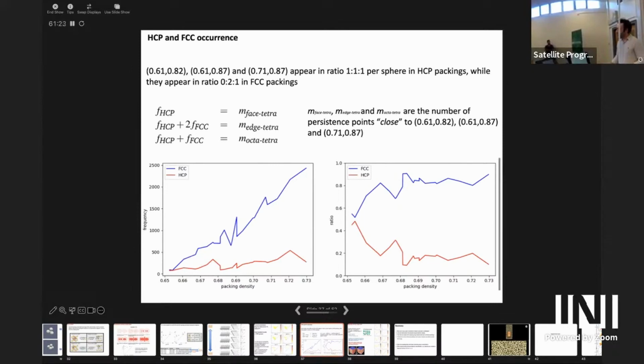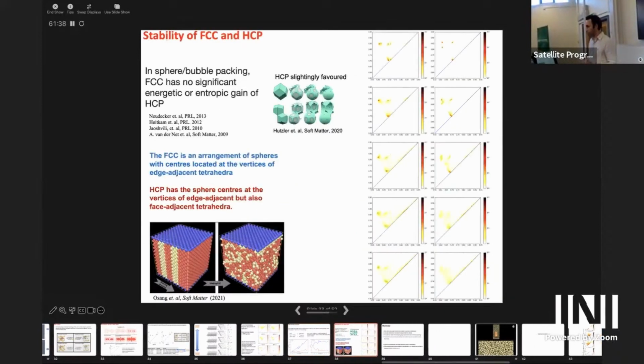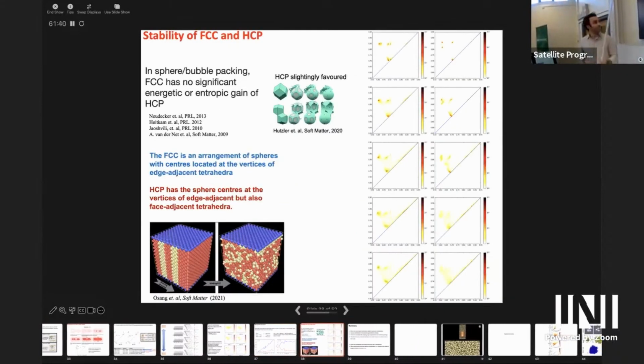So in the hard sphere packing that I showed you, it looks like, based on the protocol that I presented, FCC prevails as the packing density increases. But this is a bit of a debate, and it has been for a long time. I think recently Stefan and colleagues showed that there is no real energetic argument why FCC should prevail.